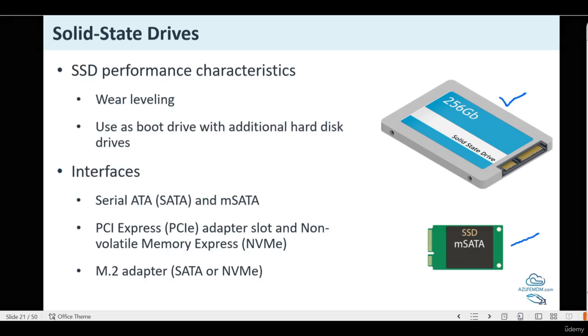Now we'll learn about the SSD performance characteristics. SSDs are much faster than HDDs with quick boot time, very quick file transfer, and no moving parts for better durability. Wear leveling. Wear leveling is a technique that spreads data evenly across SSD memory cells to prevent wear and extend lifespan. It is also used as a boot drive with additional hard disk drives.